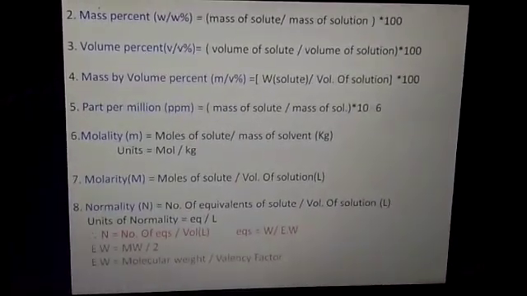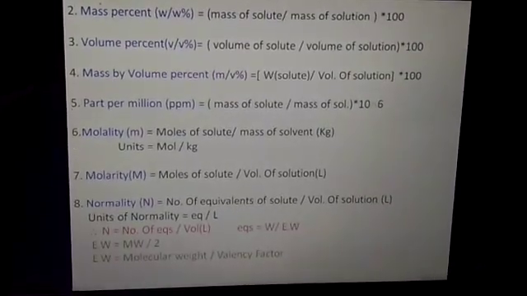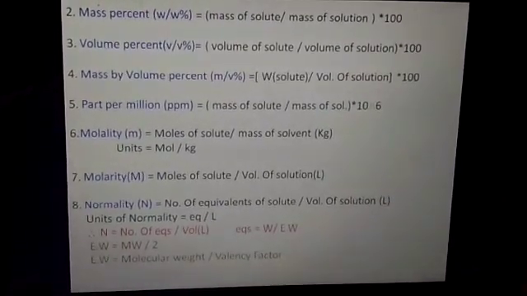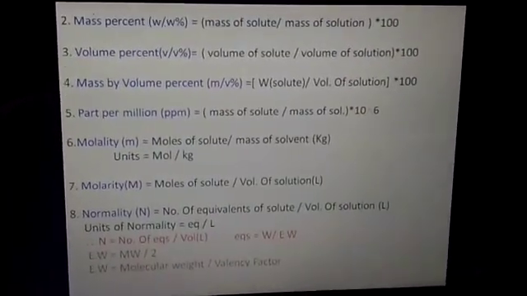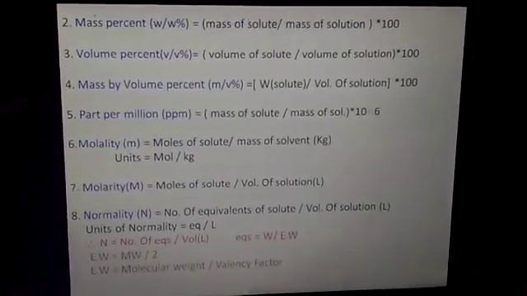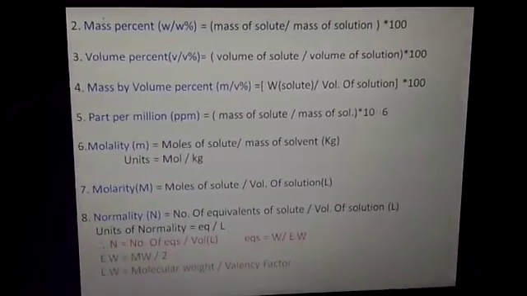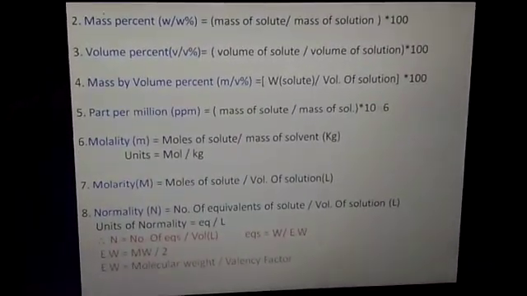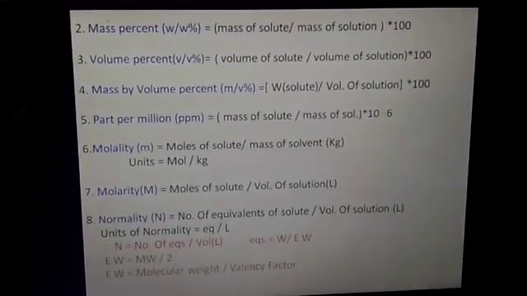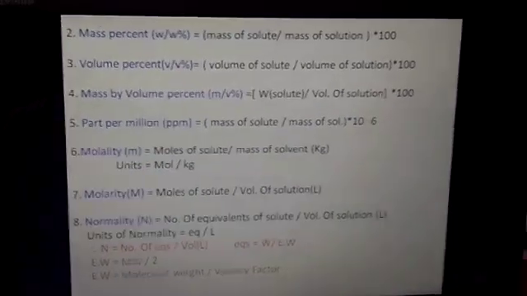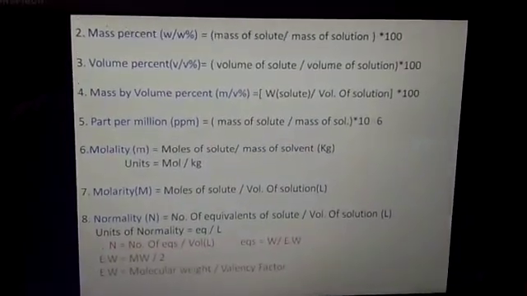Next, volume percentage method. The volume percentage method means the volume of the solute in milliliter present in 100 ml of solution. That is the volume of the solute upon volume of solution into 100. Next, mass by volume percentage method. The mass of the solute in gram present in 100 ml of solution. That is the mass of the solute upon volume of the solution into 100.